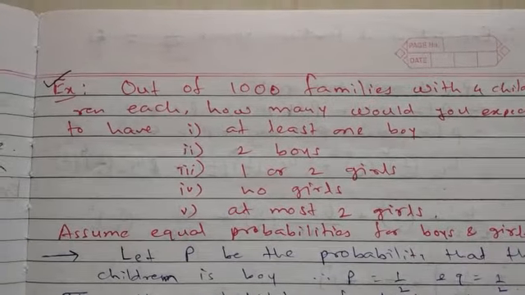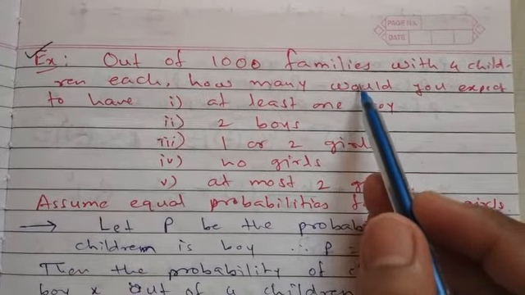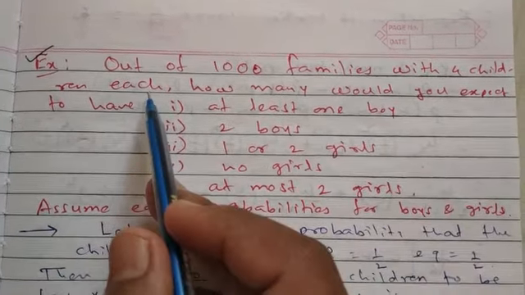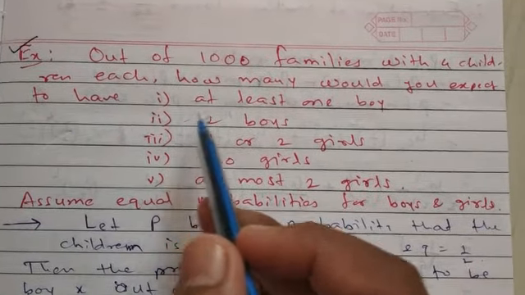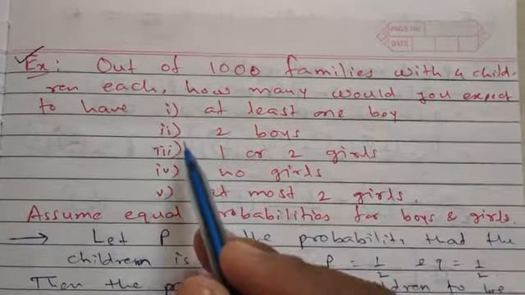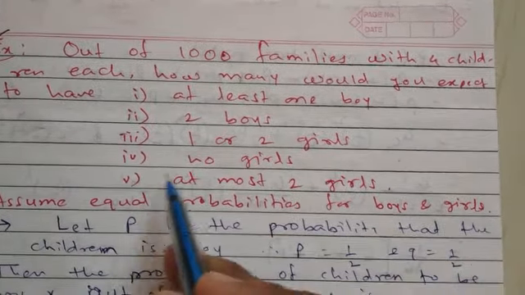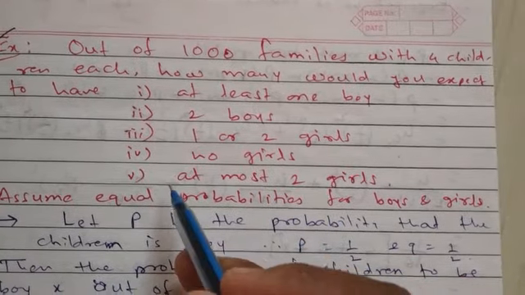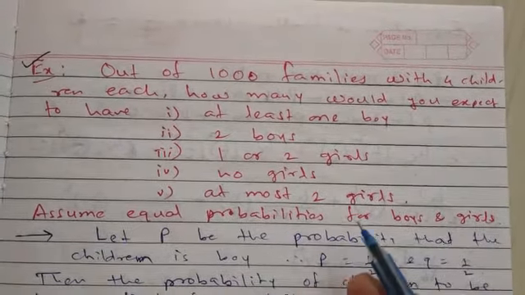Consider next example. Out of 1000 families with 4 children each, how many would you expect to have: number 1, at least 1 boy; number 2, 2 boys; number 3, 1 or 2 girls; number 4, no girls; and number 5, at most 2 girls. Assume equal probabilities for boys and girls.